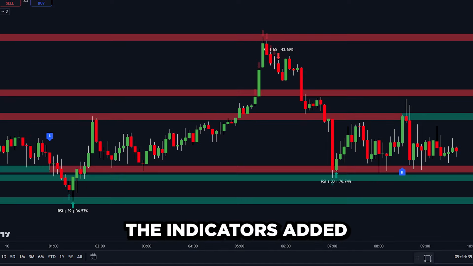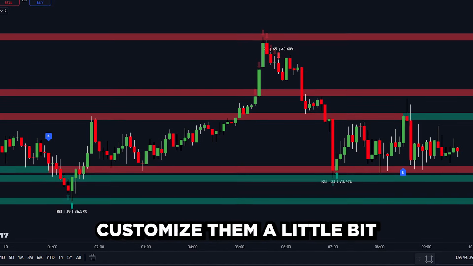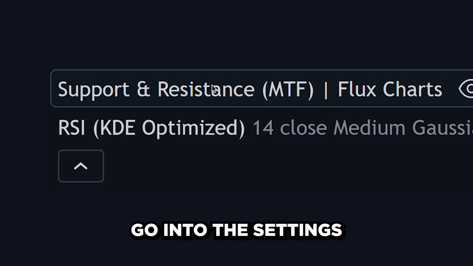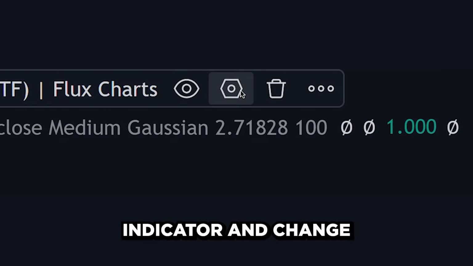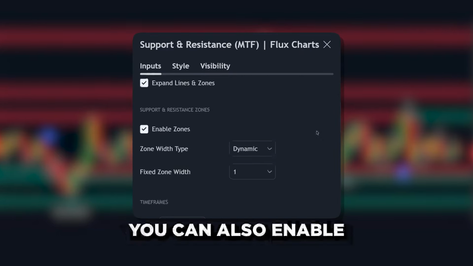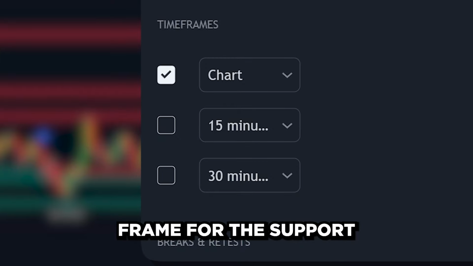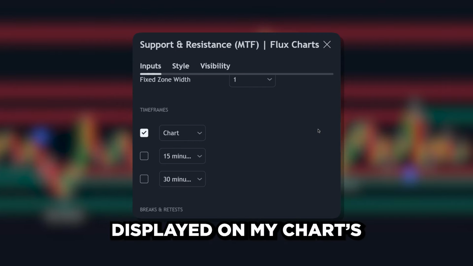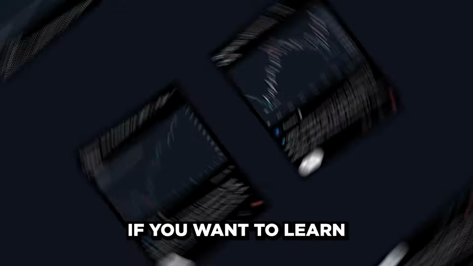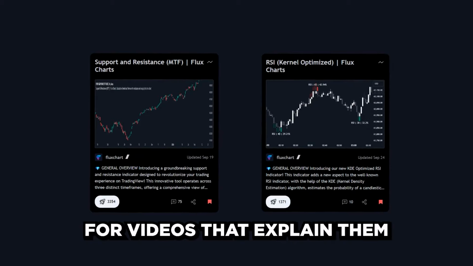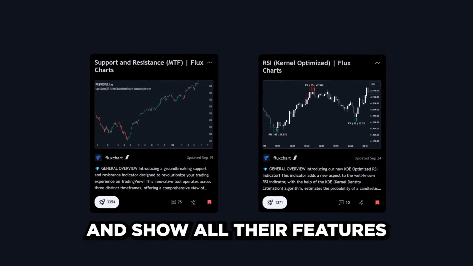Now that we have the indicators added on our charts, let's customize them a little bit, so we're ready to take trades with this strategy. Go into the settings of the support and resistance indicator and change the pivot range to 5 and enable zones. You can also enable another time frame for the support and resistance zones, but for this video I will only use the zones displayed on my chart's time frame. If you want to learn more about these 2 indicators, I'll leave links in the description for videos that explain them and show all their features.